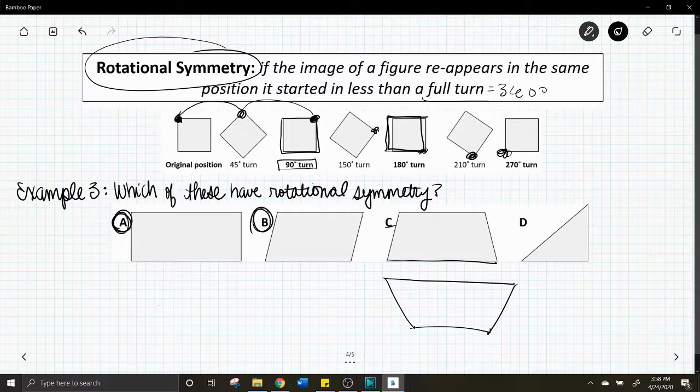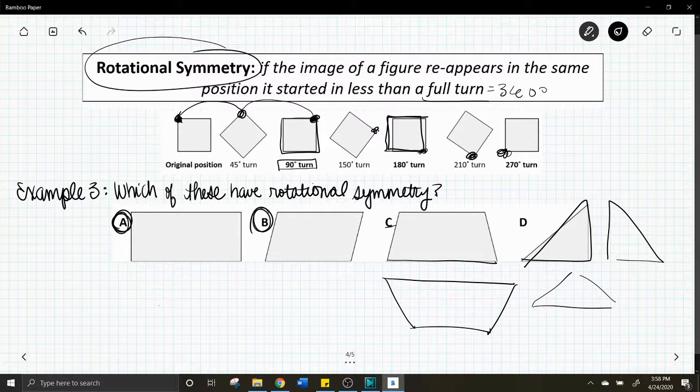It would look like this. That's not what we want. And the same thing for this triangle here. You'd have to keep turning it. So this would be one turn. That's not the original position. Another turn, it would look like this. You'd have to keep turning it to get it back to its original spot.